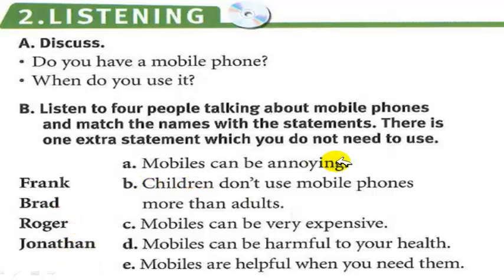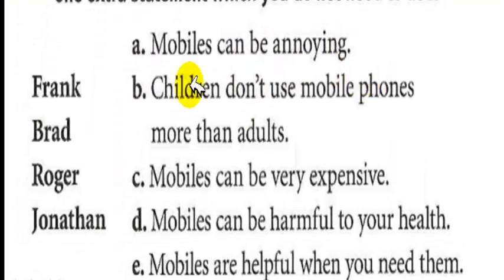Let's first read the statements to make sure that you understand them. Number 1, mobiles can be annoying. Mobiles can be annoying. Mobiles means mobile phones. Mobiles can be annoying. Annoying means, I think, bothersome, meaning it causes a lot of discomfort for some people or friends, or irritating.